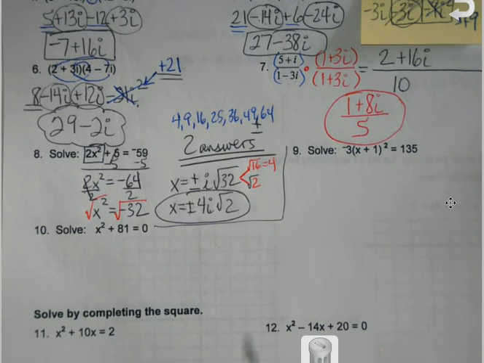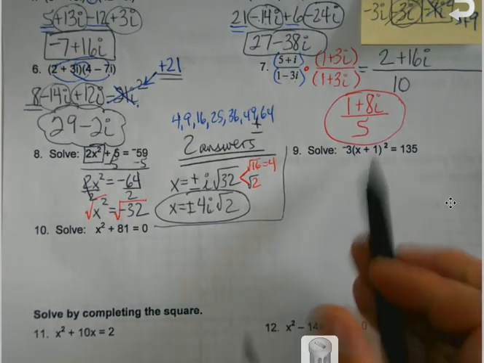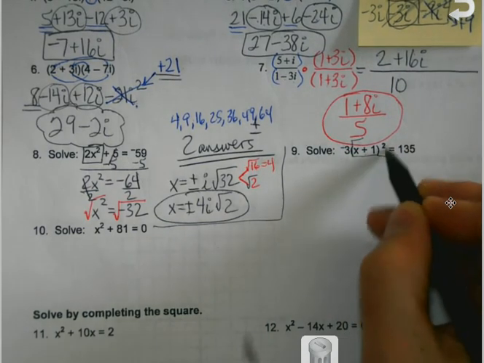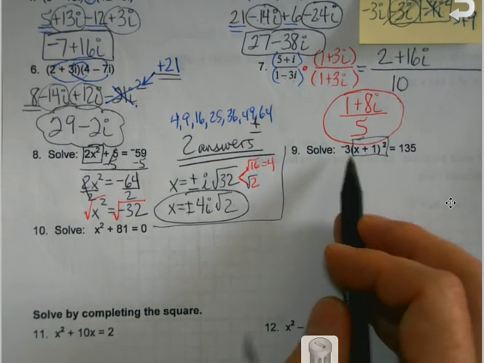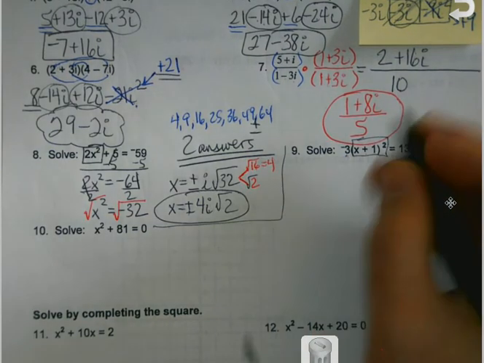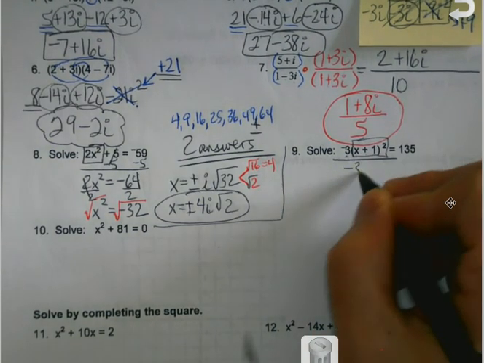Now, the only time that changes is if we start seeing parentheses. I still need to isolate the parentheses, though. So how do I get that negative 3 out of there? Okay, we got to divide because we're multiplying here.